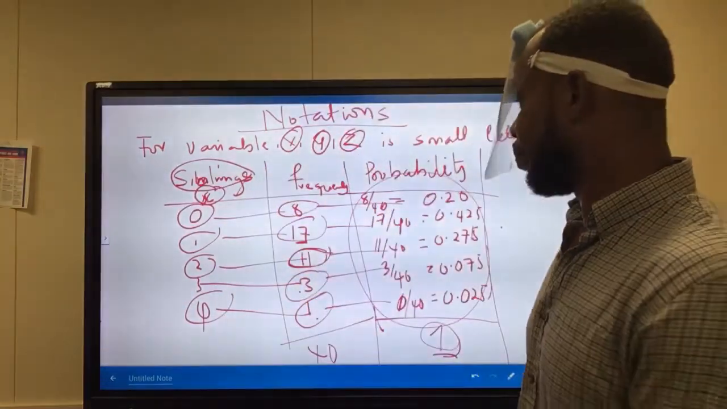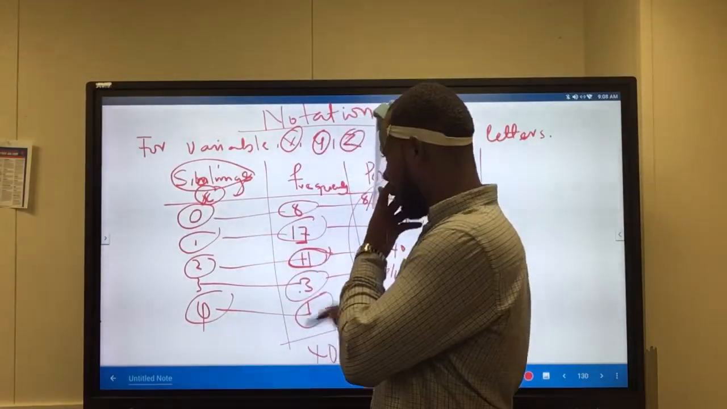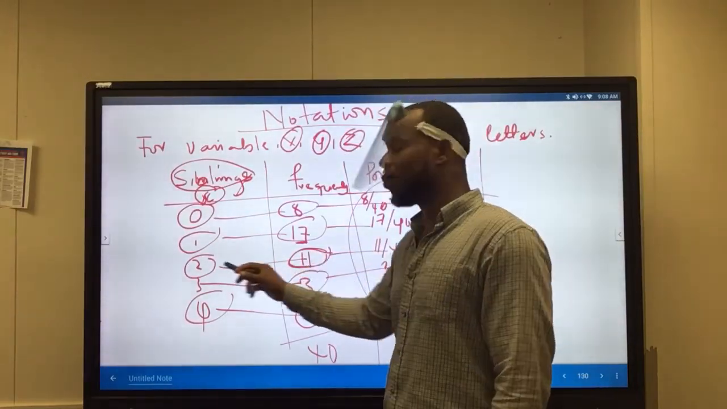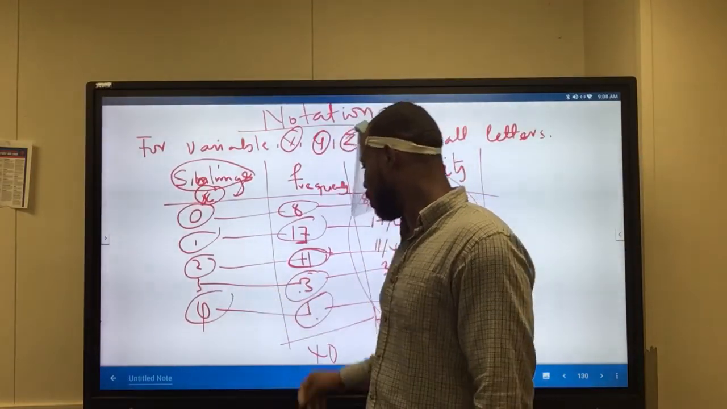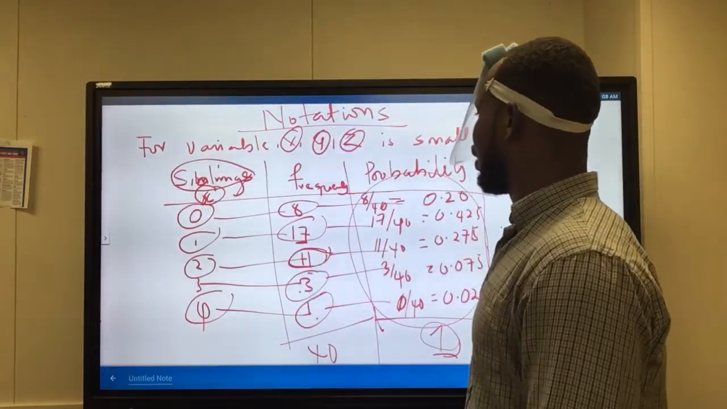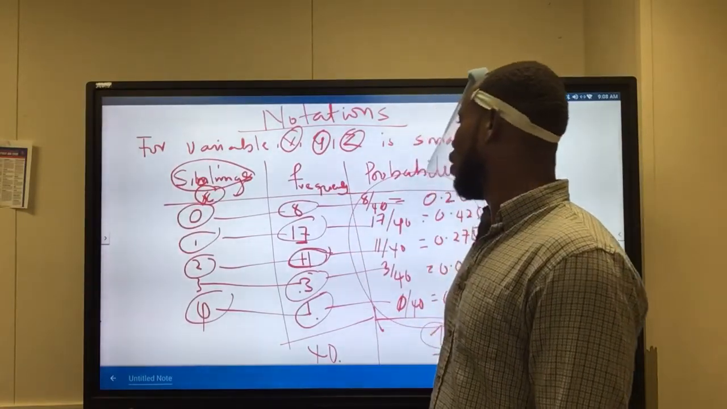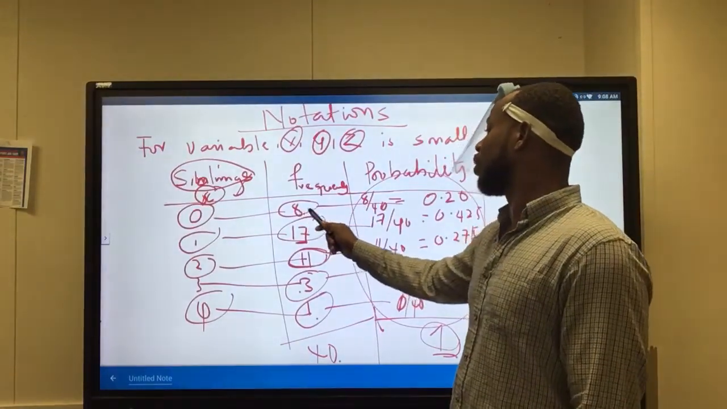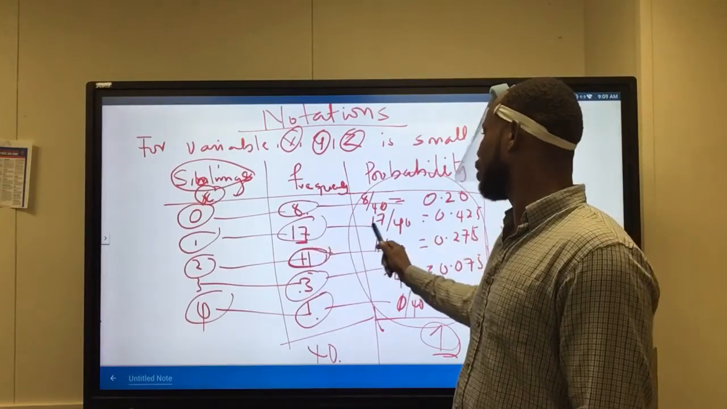So there are families: about 8 families have no siblings, 17 of them have only 1 sibling, 11 of them have 2 siblings, 3 of them have 3 siblings, and 1 has 4 siblings. Now we want to find the probability. The first thing you have to do is add all the families, which is 40 different families. For us to find the probability, we just take the frequency, which is 8 over 40. Then 17 over 40.